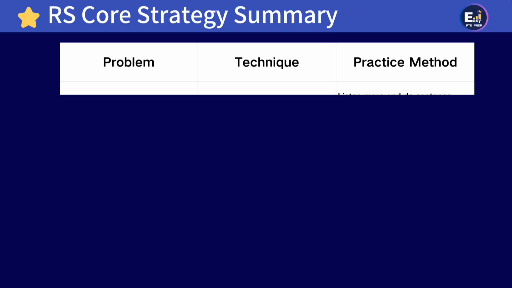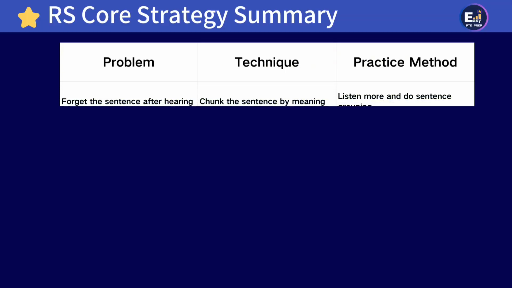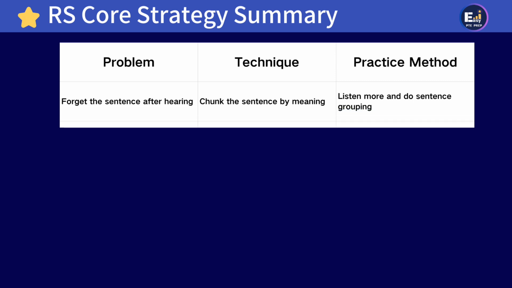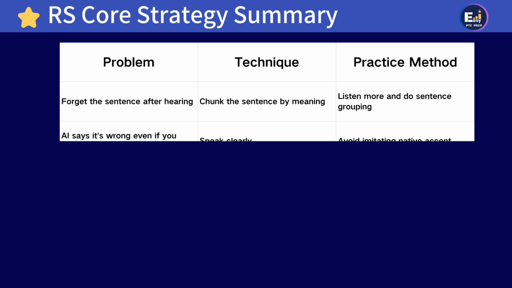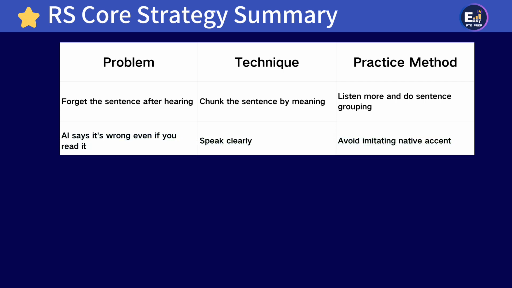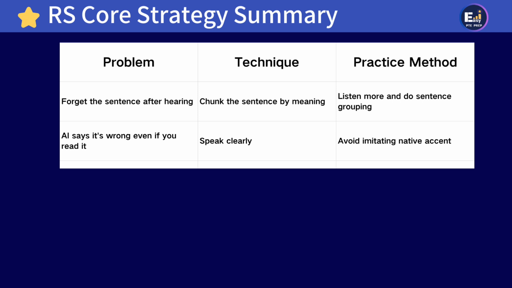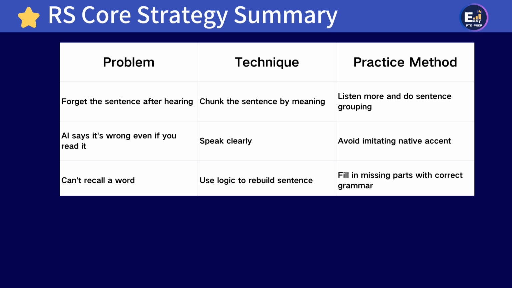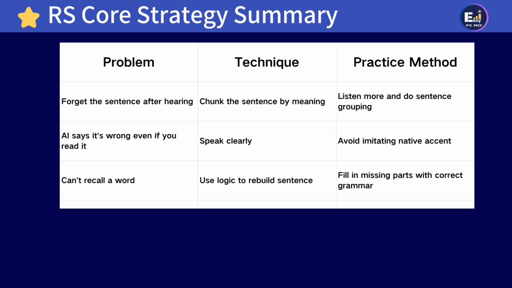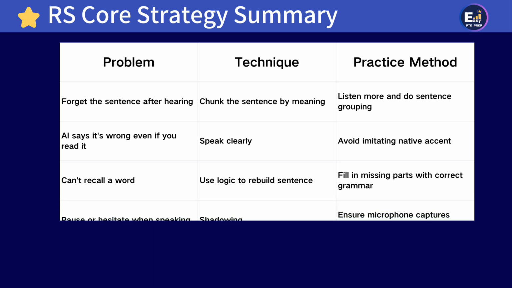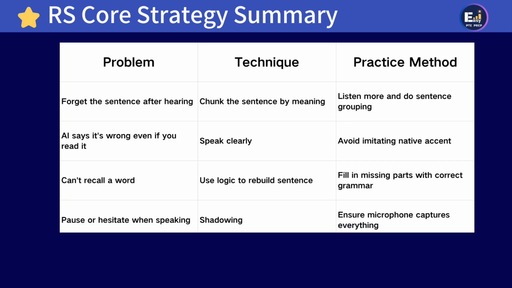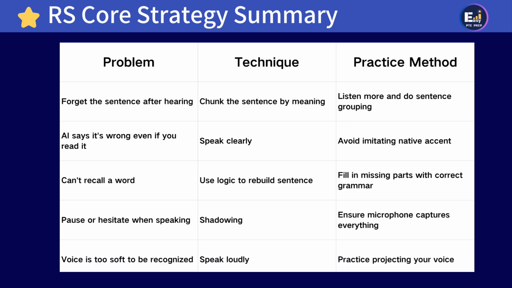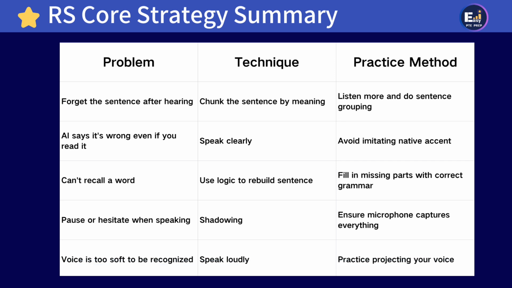If you forget the sentence after hearing it, try chunking it by meaning. Practice listening and grouping sentences more. If the AI says it's wrong even when you think you read it correctly, focus on speaking clearly and avoid imitating native accents. If you can't recall a word, use logic to rebuild the sentence. Fill in missing parts with correct grammar. If you pause or hesitate when speaking, practice shadowing. Ensure the microphone captures everything. If your voice is too soft to be recognized, speak loudly and practice projecting your voice.